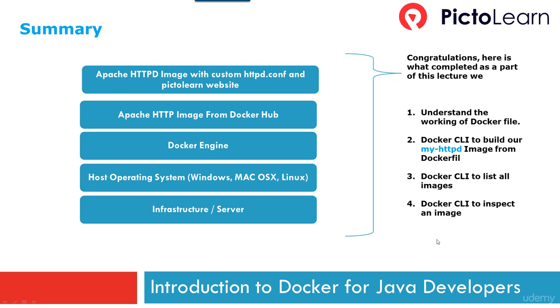Congratulations on building our first image. Here is what we completed as a part of this lecture. Just to summarize, our goal was to build a customized version of the HTTPD image. As a part of this process, we understood the working of a Docker file. We learned the command to build a custom image, and we called the image my HTTPD image. We used the Docker CLI to list all images available in the system and also to inspect the image. Now let's go ahead with the next lecture. Thank you for watching.